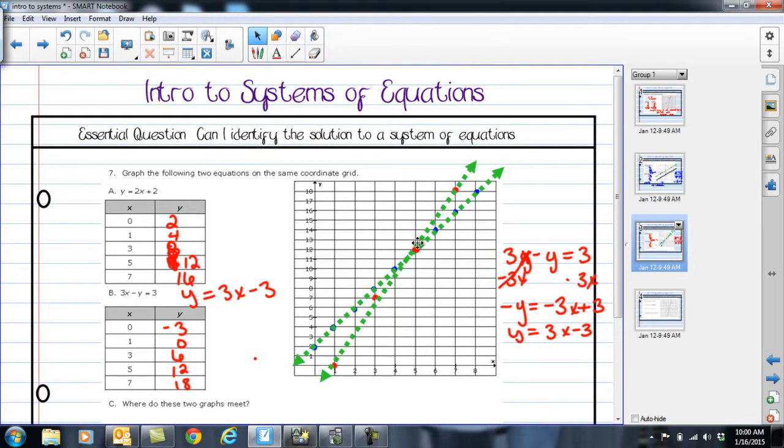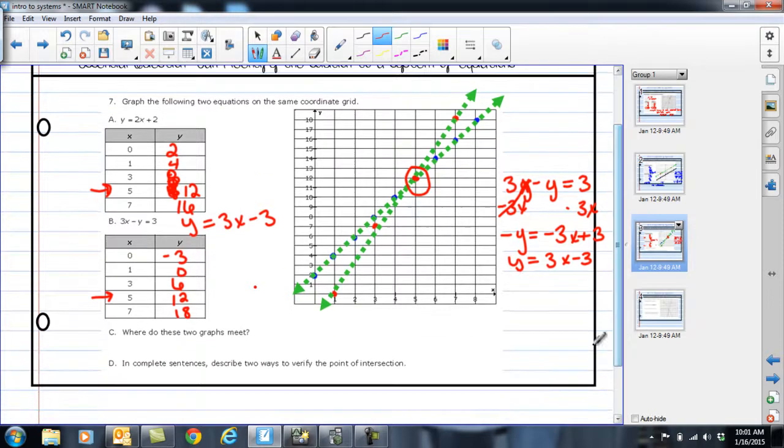And hopefully you see that the point of intersection is now right here, and that's going to be the point 5, 12. Here's also how I know. Here's where the points are identical in each table. Both tables had the point 5, 12. So they meet at 5, 12. So 2 ways to verify the point of intersection. I'm actually going to list 3.